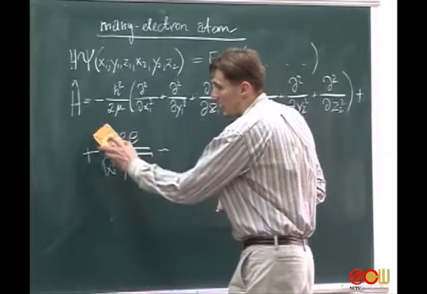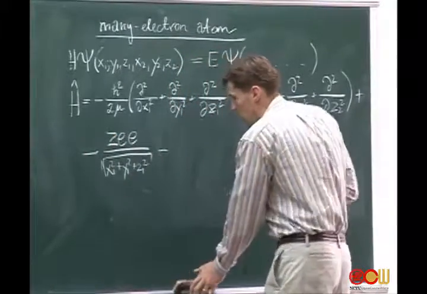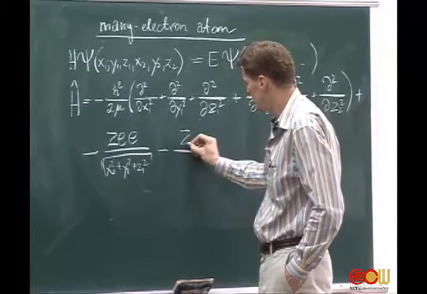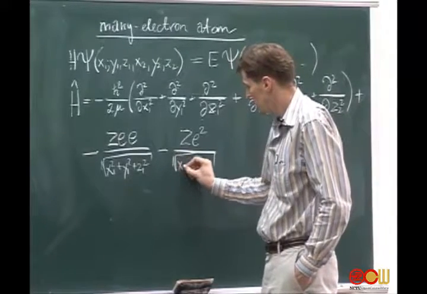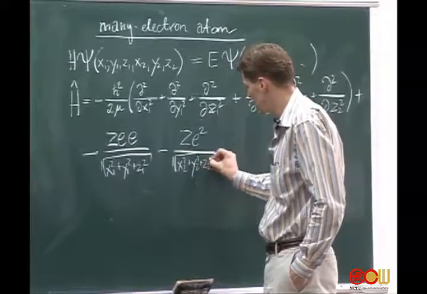Okay, here is a minus. Let me write this minus here. So it would be minus, and here would be the minus 2. And here it's for the other electron. So again, Ze square, x2 square plus y2 square plus z2 square.